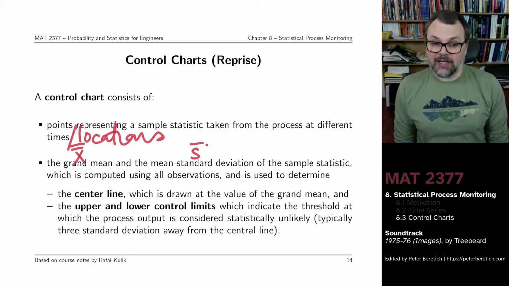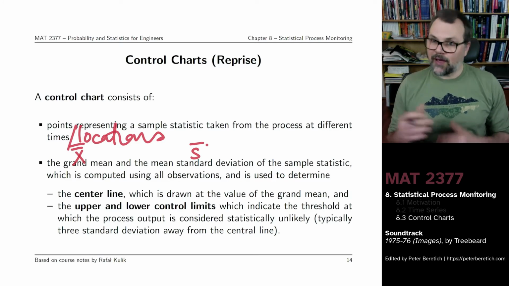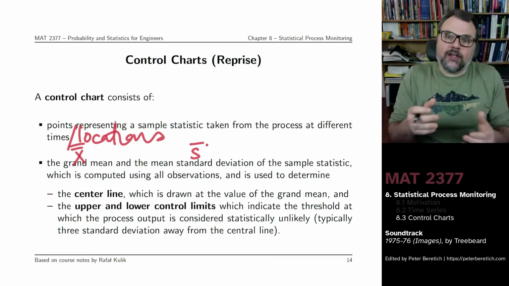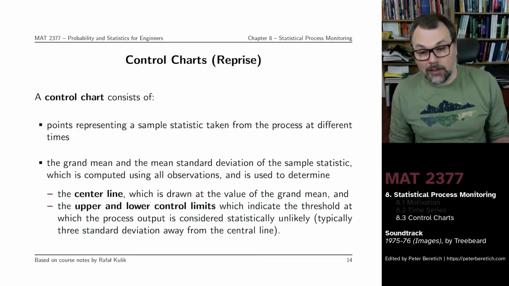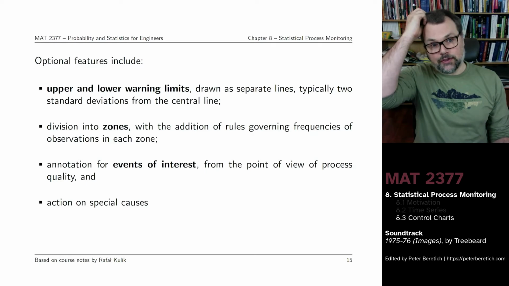Typically what people pick here is 3 standard deviations away from the central line. It depends on what it is that you're building and what it is that you're monitoring. Sometimes you'll want 5 signals. There are optional features to these control charts.